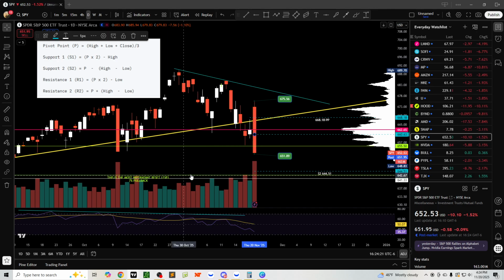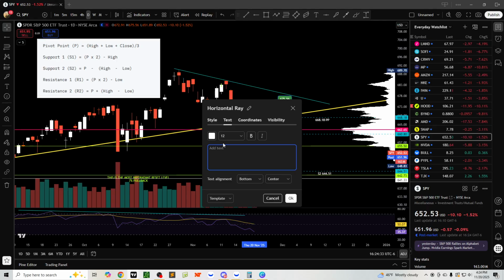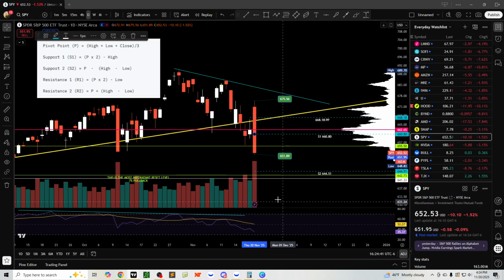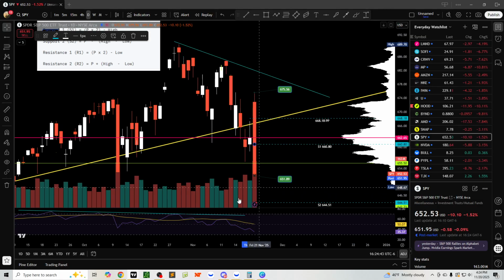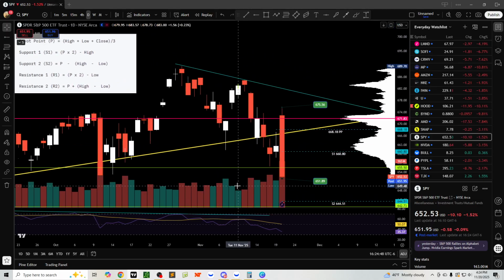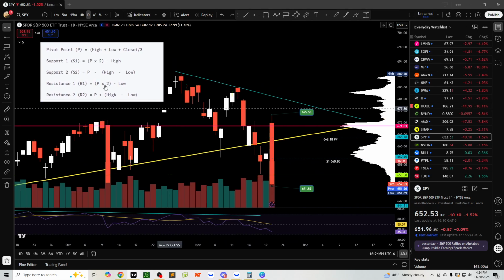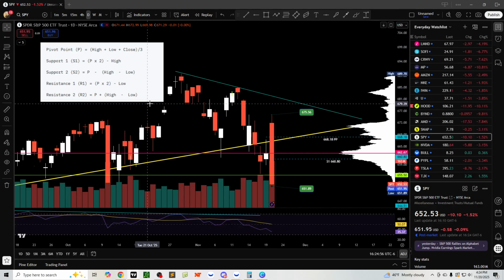And now, because we had an insane wide range today, we're going to have wide pivots. For us to go through all of the range today is insane. All right, so there's our support one. And then we've got support 2, we've got resistance 1, and we've got resistance 2.